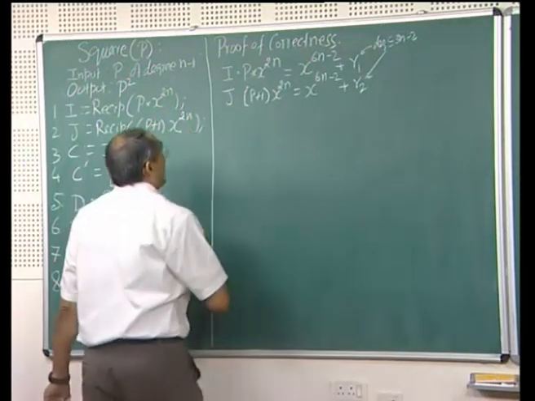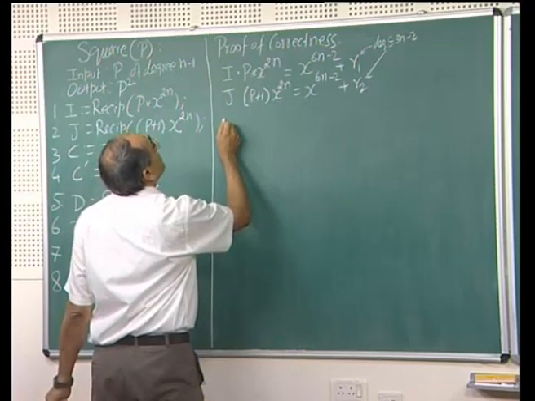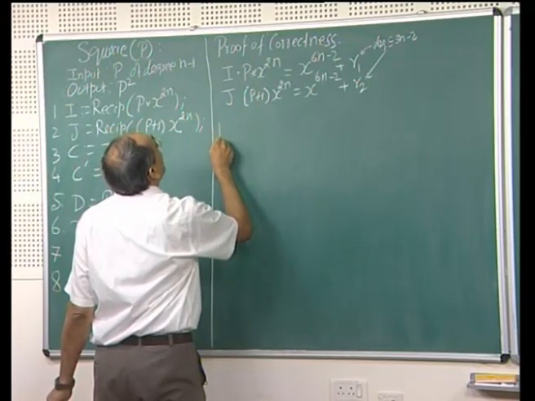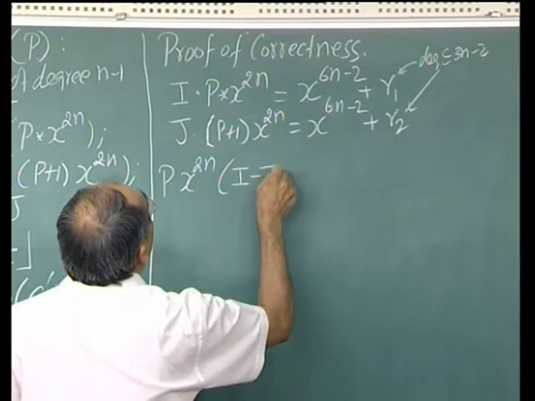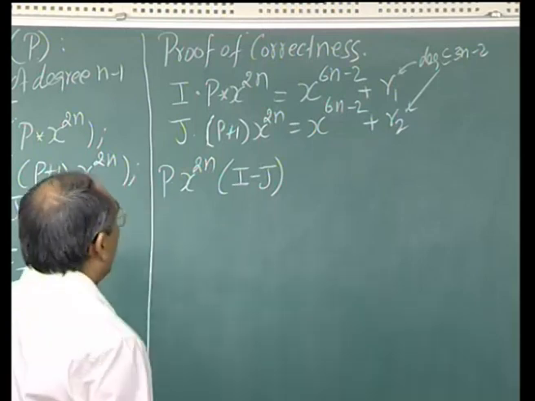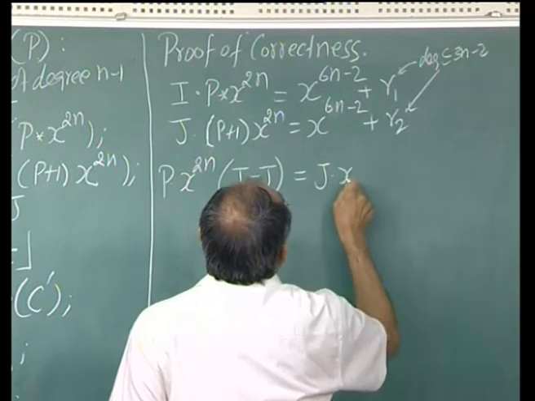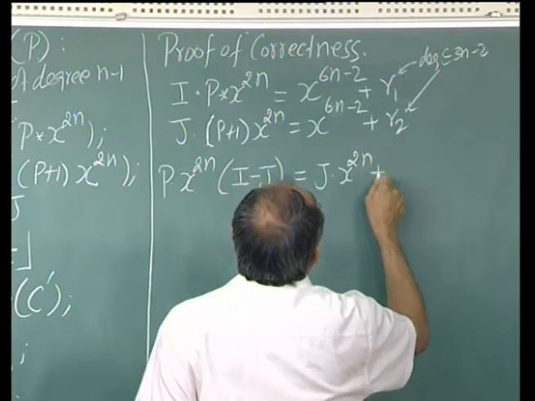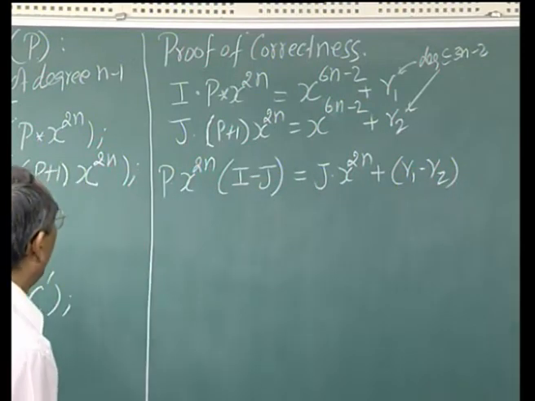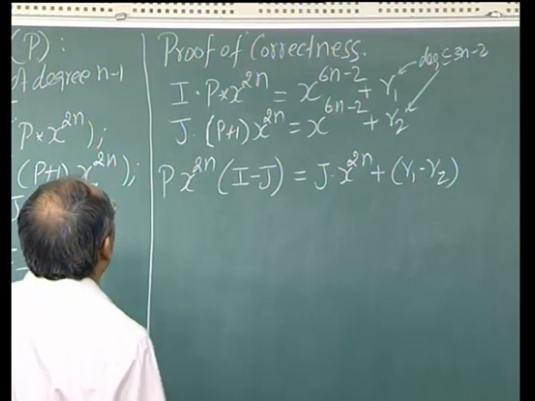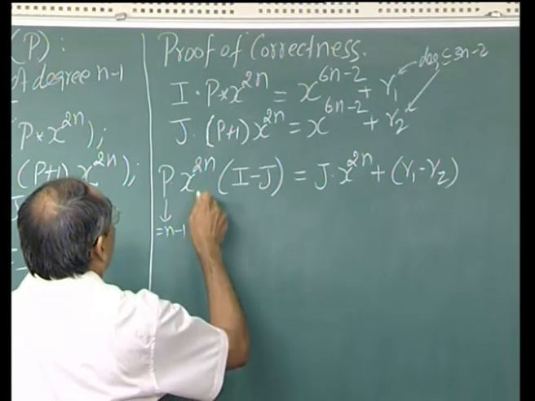So, we can now subtract one from the other and we get p times x to the power 2n times I minus j equal to j times x to the power 2n plus r1 minus r2. The degree of this is equal to n minus 1, this is 2n.